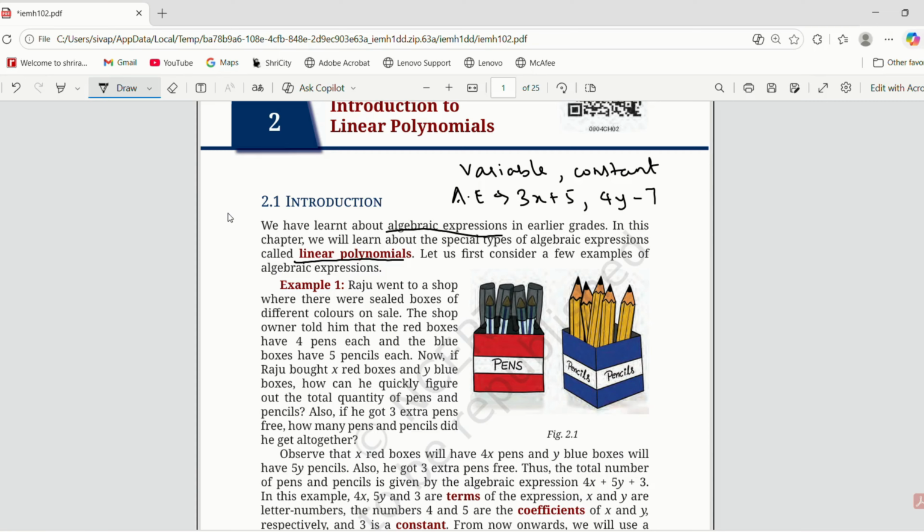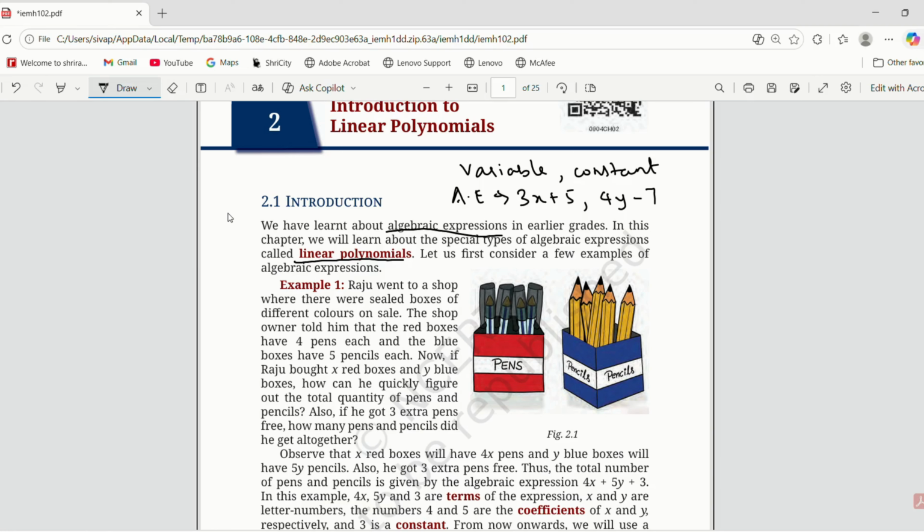So in this example 1, they've mentioned that Raju went to a shop where there were sealed boxes of different colors on sale. The shop owner told him that the red boxes have 4 pens each and blue boxes have 5 pencils each. Now, if Raju bought x red boxes and y blue boxes, how can he quickly figure out the total quantity of pen and pencil? Also, if we get 3 extra pens free, how many pens and pencils did we get together?